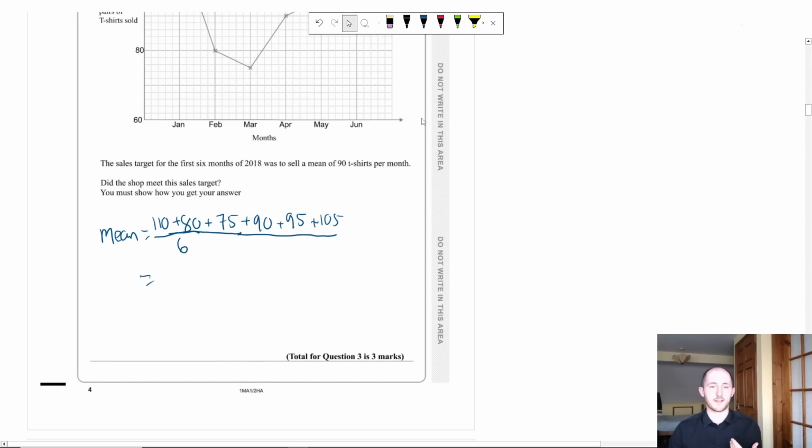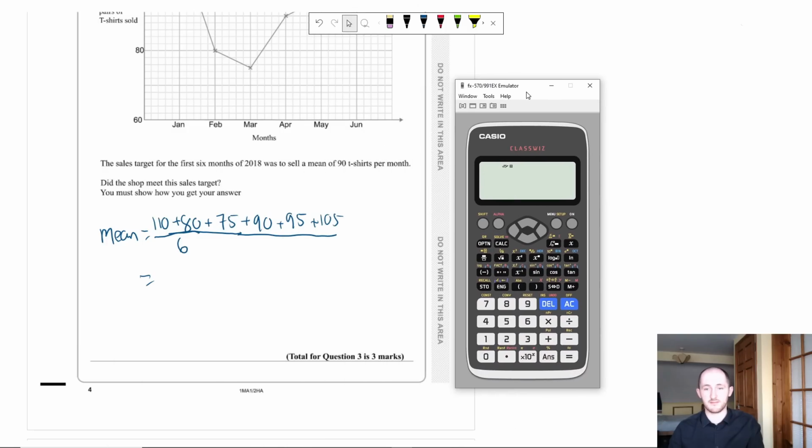But then you also have to say, so the reason why this is 3 marks, you get 2 marks for actually working out the mean, and then you get the last mark for actually saying whether or not they meet the sales target. Again, in previous years, some students just haven't bothered putting an answer, which is kind of worrying.